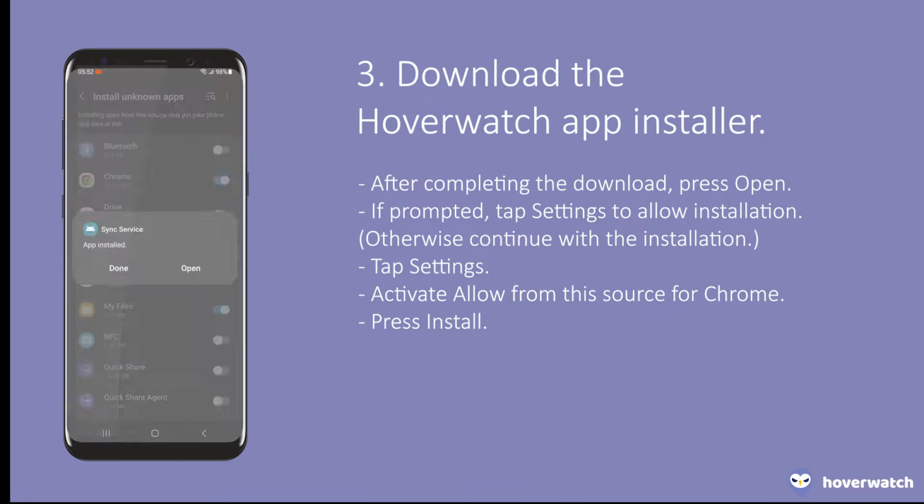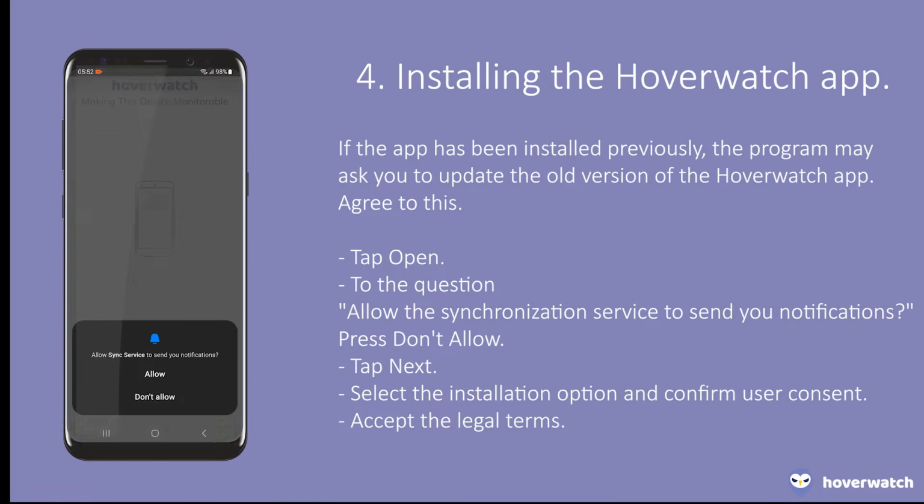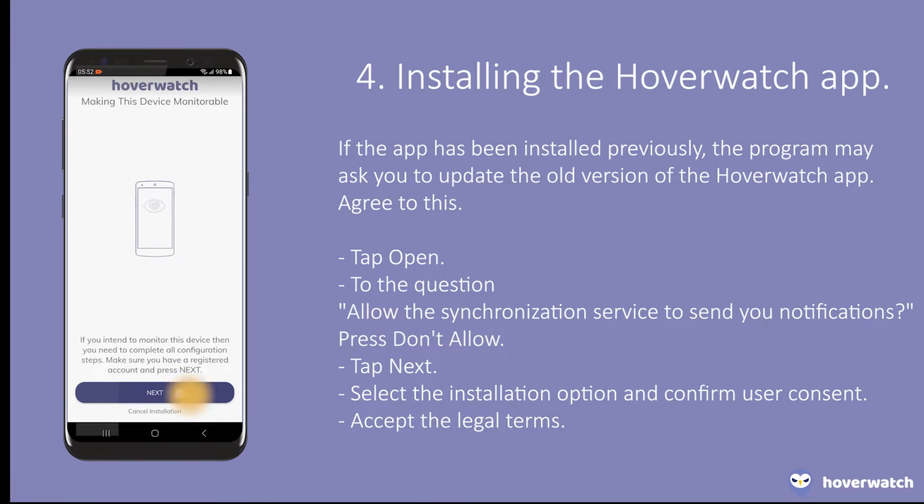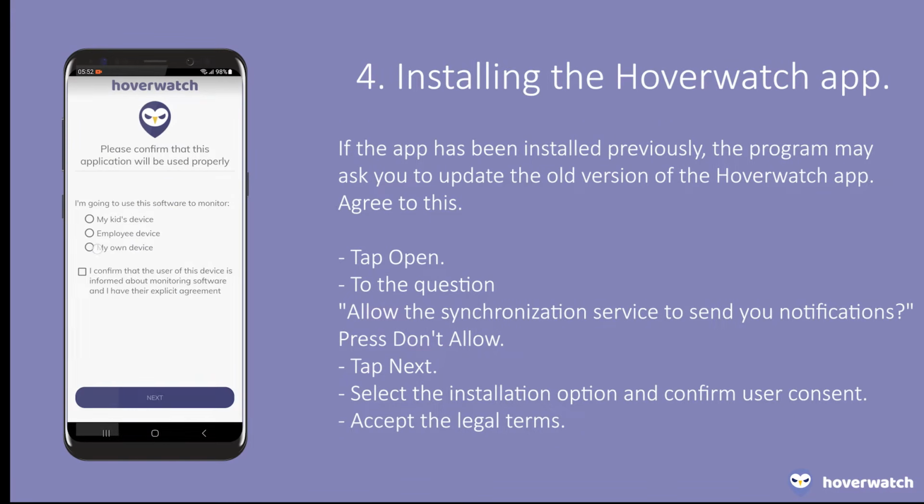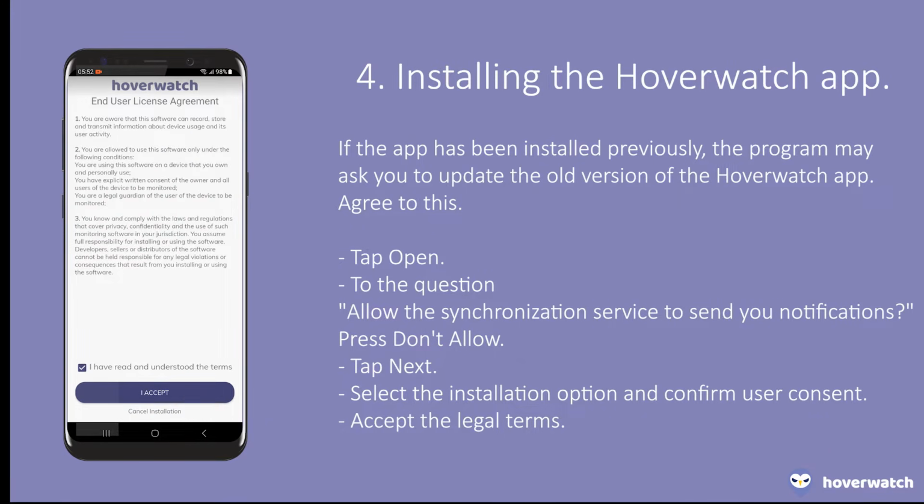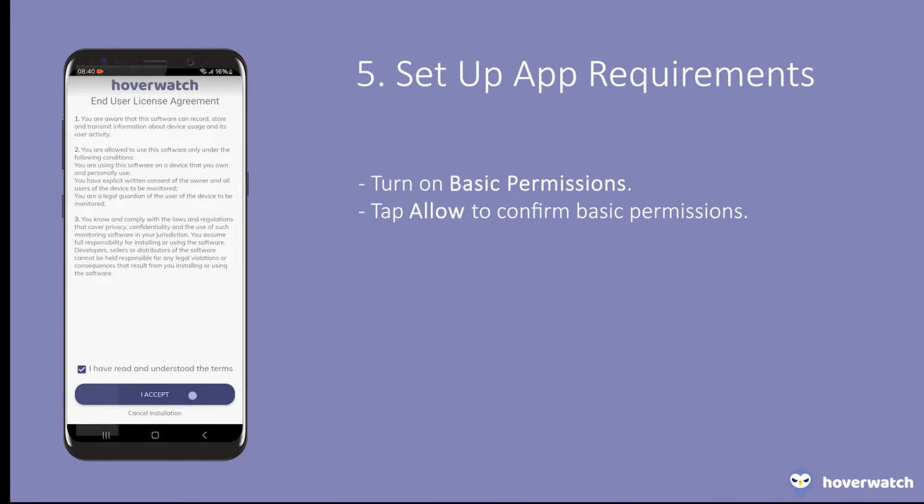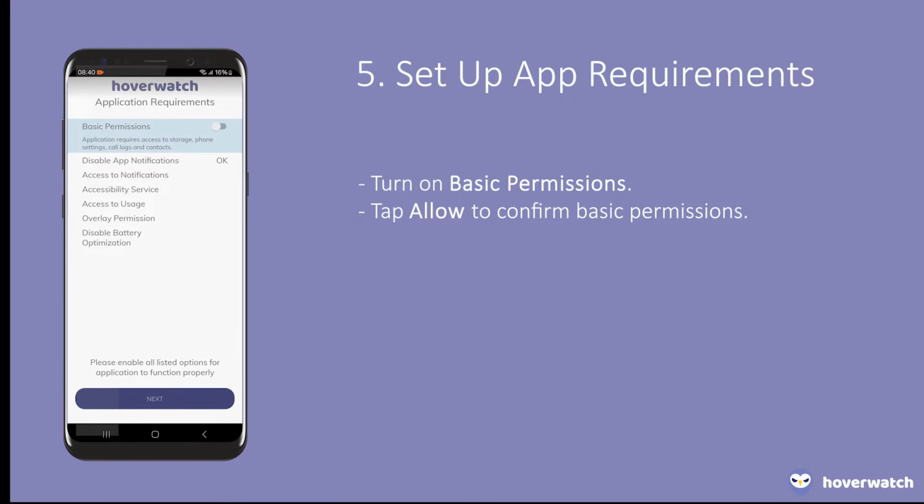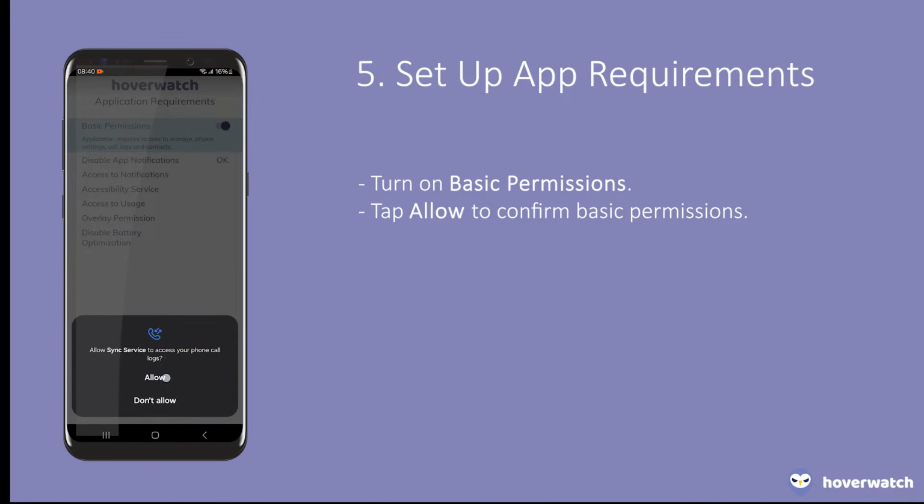Press Open. To the question Allow the synchronization service to send you notifications? Press Don't allow. Tap Next. Select the installation option and confirm user consent. Accept the legal terms. Now you need to give the Hoverwatch app permissions to perform the desired functions. Turn on Basic Permissions. Tap Allow confirming basic permissions.